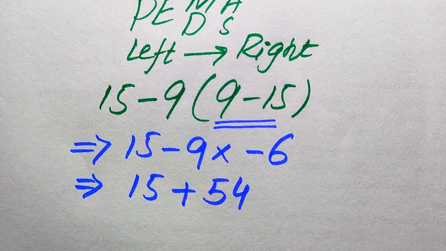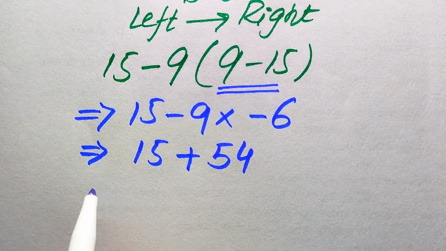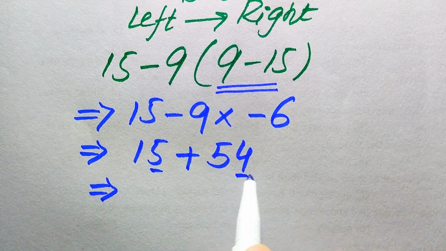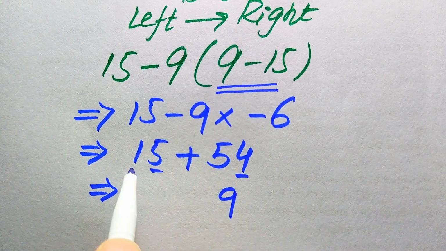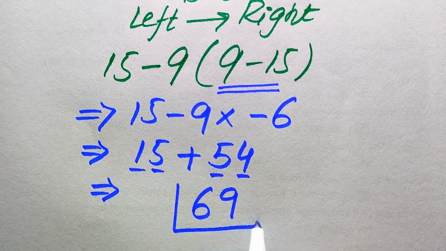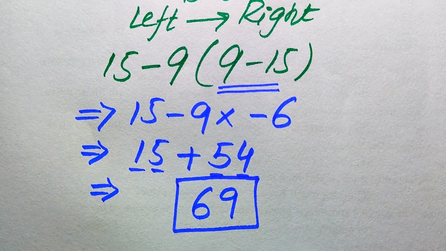In the final step we sum up both of these values and get our final answer. 15 plus 54 is 69. This is the final answer of this question.